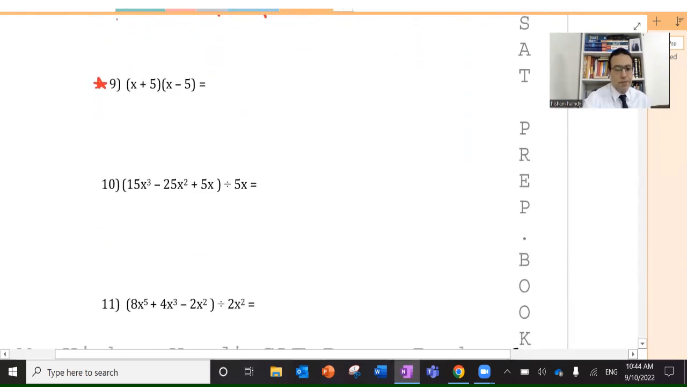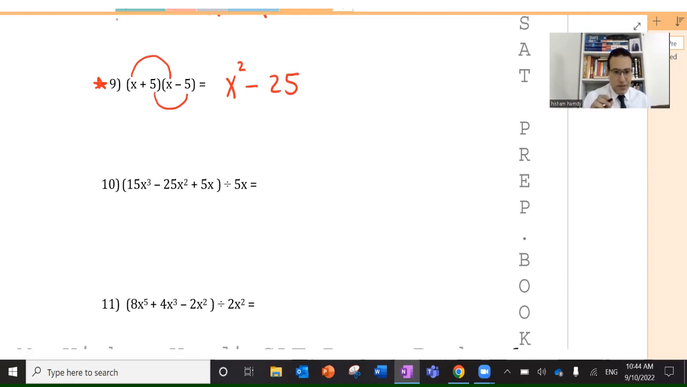Regarding number 9, x multiplied by x and 5 multiplied by 5. So it's x squared minus 25. And this is the only case that gives you two terms if it's a difference of two squares.